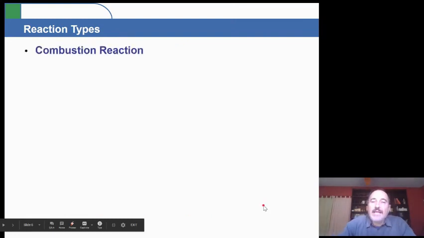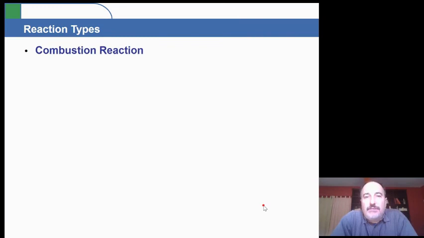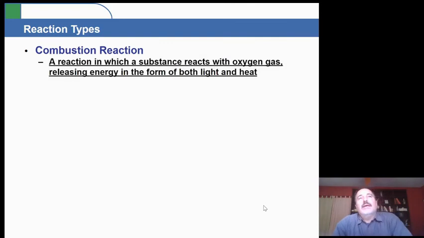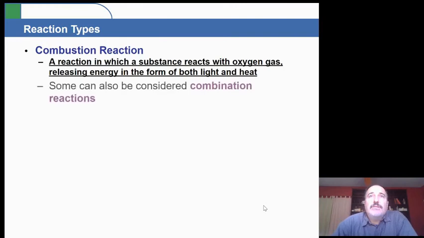And the last type is known as a combustion reaction. Now, when we talked about balancing equations, we talked a little bit about these. It is a reaction in which a substance reacts with oxygen gas, releasing energy in the form of both light and heat. Now, some can also be considered combination reactions. Now, a true combustion, this is a little tricky here. Basically, some textbooks classify any type of rapid oxidation where there's a flame to be combustion.